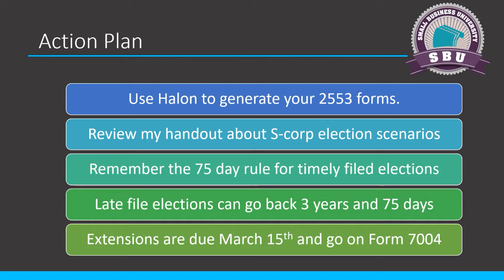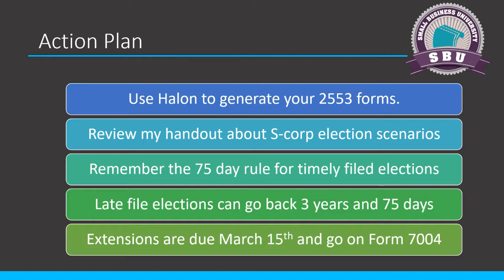So just a couple of things. First, use Halon, 2553.halontax.com to generate your 2553 forms for you. Review my handout that's in the downloads about the different S-Corp election scenarios. Remember the 75-day rule for timely filed elections, and then that's 3 years and 75 days that you can go back, so long as they have not filed a return for any of those years.